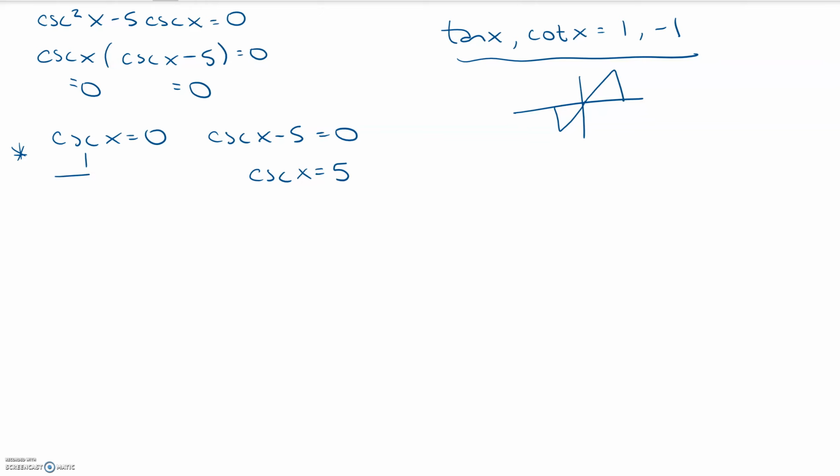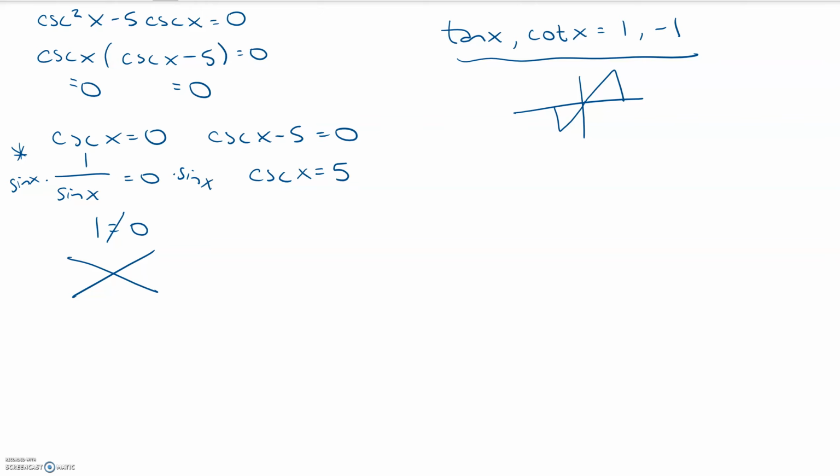So cosecant x, I know is 1 over sine x, that equals 0. I'm going to multiply both sides by sine x. That gives me 1 equals 0, which, no it doesn't. 1 doesn't equal 0, so I'm going to disregard the left side of this equation.